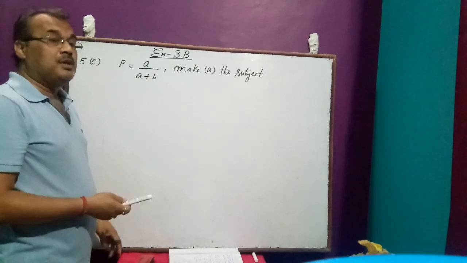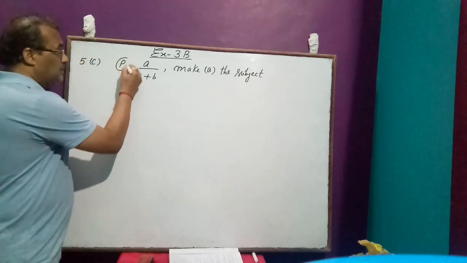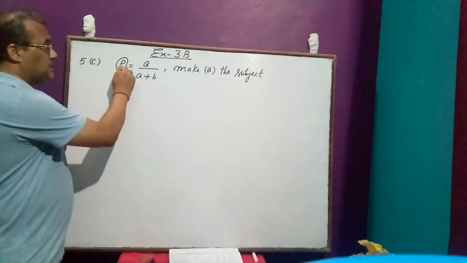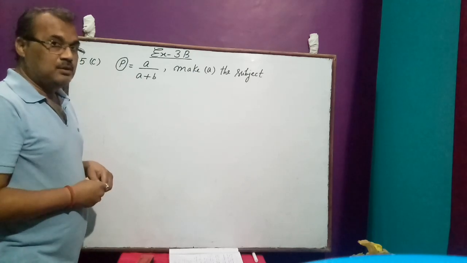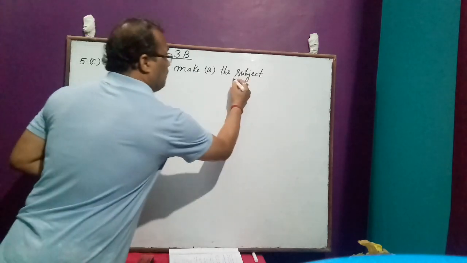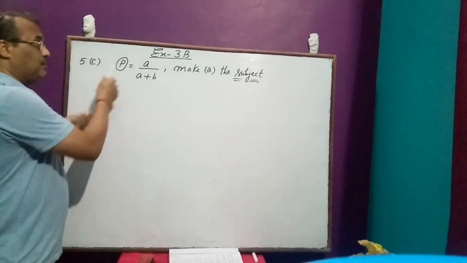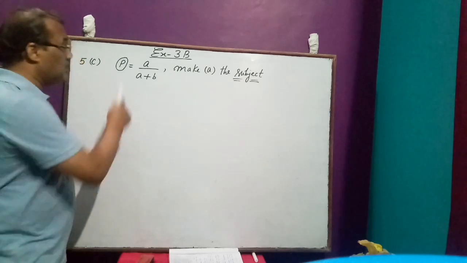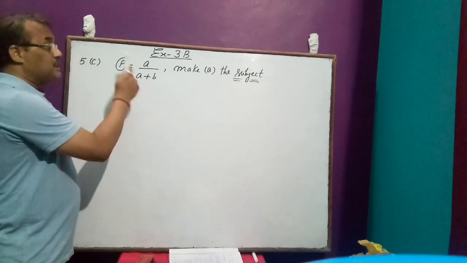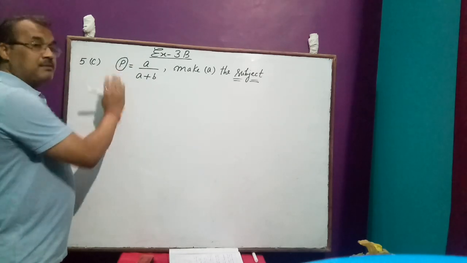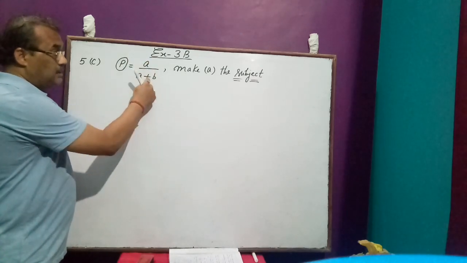Now the question comes, at present what is the subject? At present P is the subject in this given formula or equation. First we try to understand what this subject is. Subject is a variable whose relation with other variables is given to us. So P is a variable here and its relation is given with A and B.